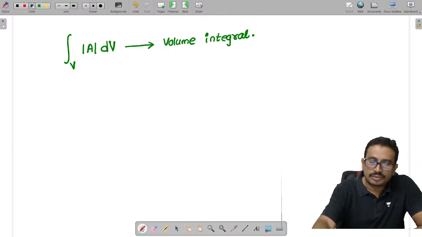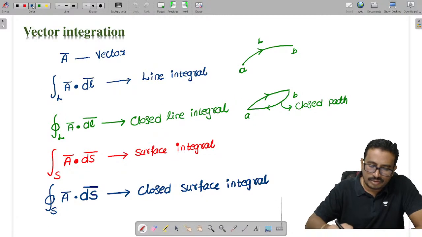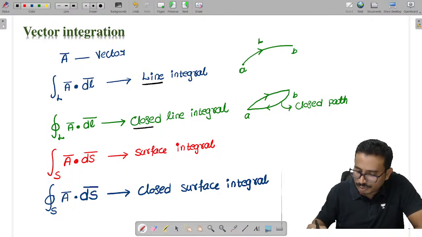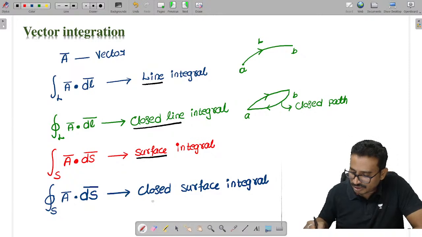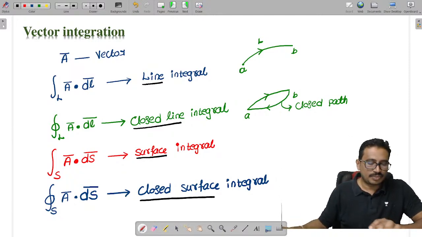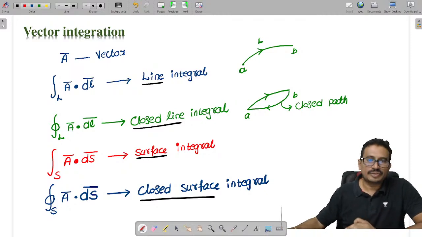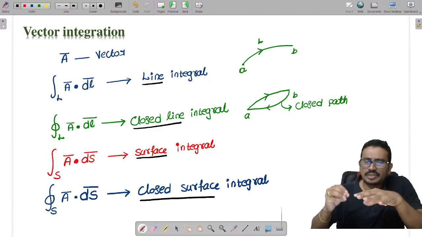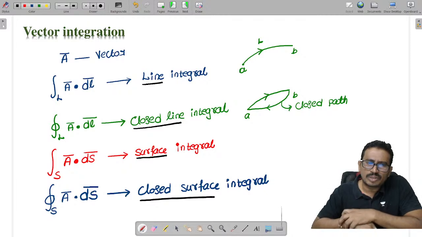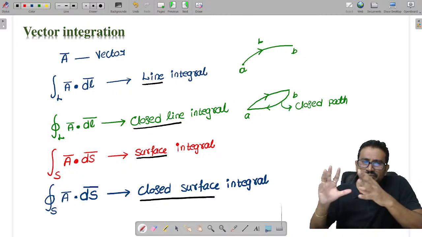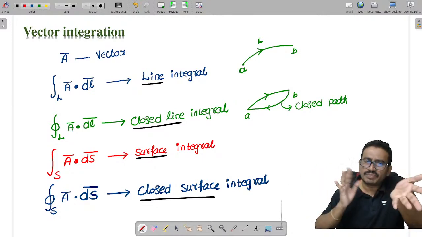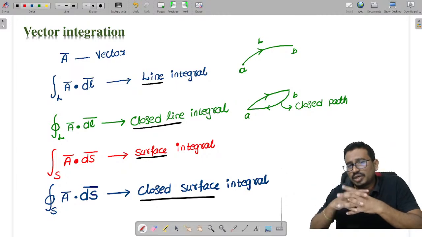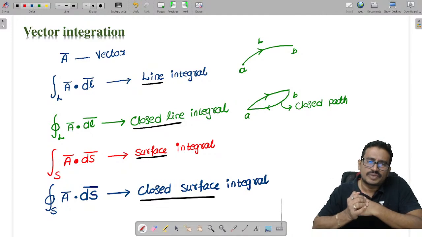Now here we need to concentrate on some important things. You can see the terms here: line, closed line, surface and closed surface. We need to have clarity on these terms. Look here, what is meant by line? Closed line is there, which means there might be an open line also. What is meant by open line? What is meant by closed line? How can we distinguish between these two? And what is meant by open surface and closed surface?